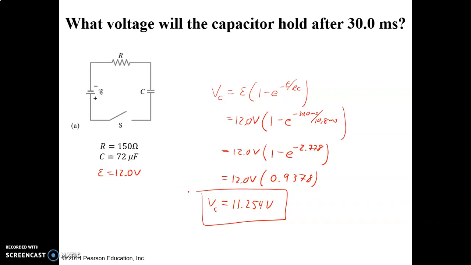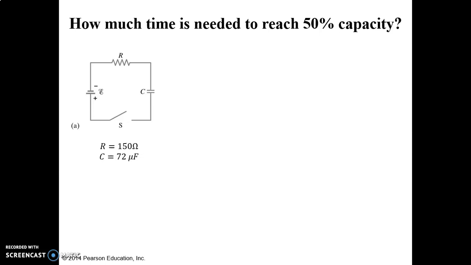So not quite up to its fullest capacity, but pretty close. You need to give it a fair amount of time. Of course, if you let this go on indefinitely, then your capacitor would eventually reach 12 volts. All right, so now here's a different type of question. How much time is needed to reach 50% of capacity? Again, your capacity is 12 volts.